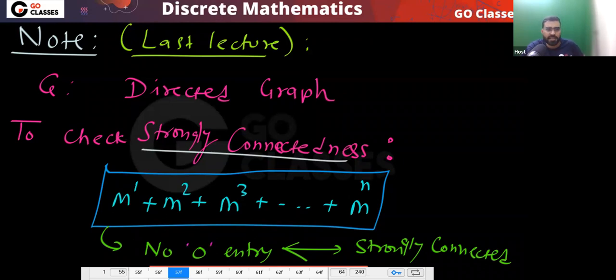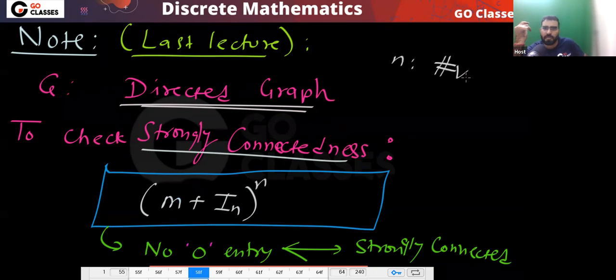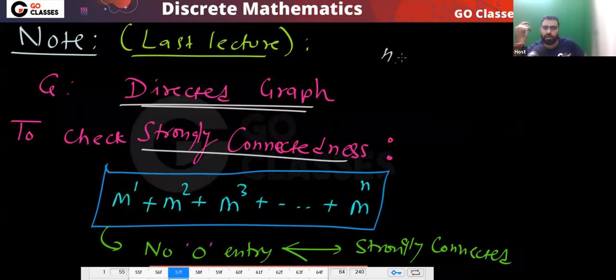Now this is for the directed graph. We have already seen this in the last lecture. What was method number two? Method number two was this: you do M plus the identity matrix, basically adding self loops, just putting all the self loops. Then you do power N, where this N is the number of vertices.